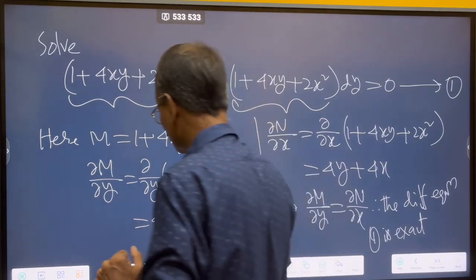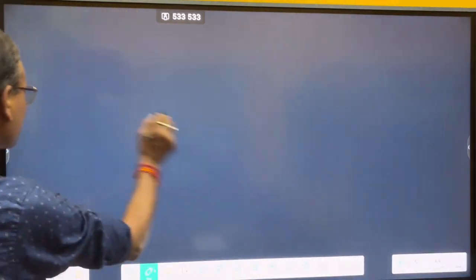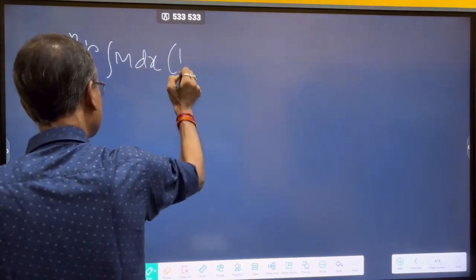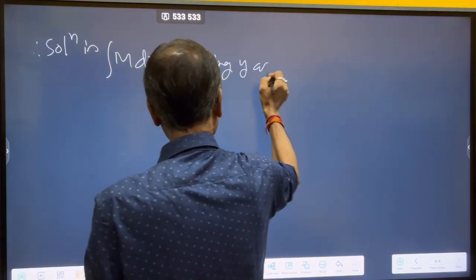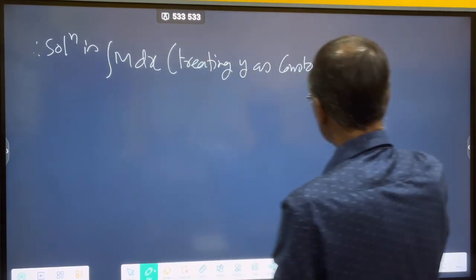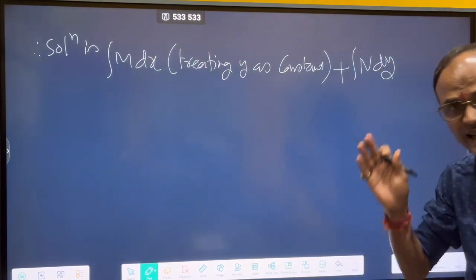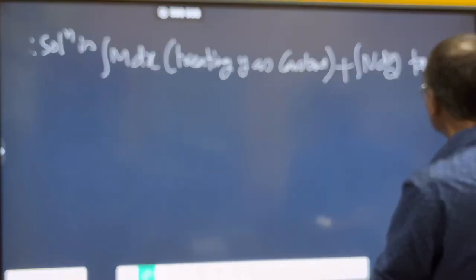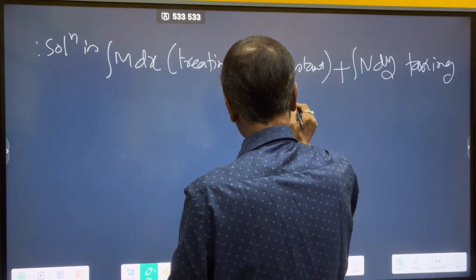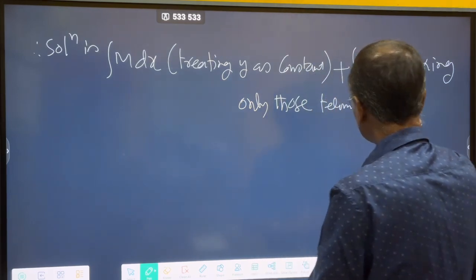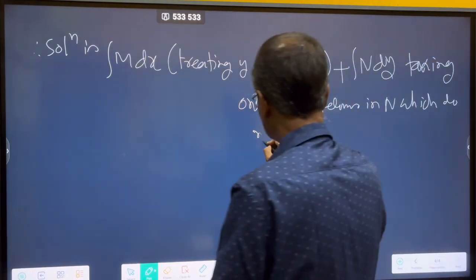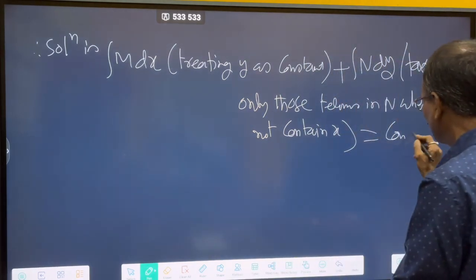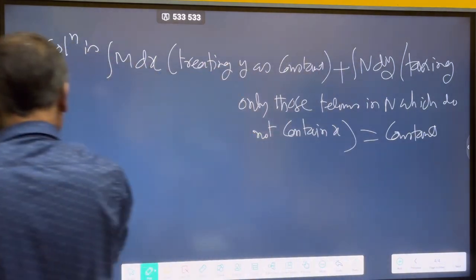The solution of the differential equation is: integral M dx, treating y as constant, plus integral N dy, taking only those terms in N which do not contain x, is equal to constant. This means, what is M?